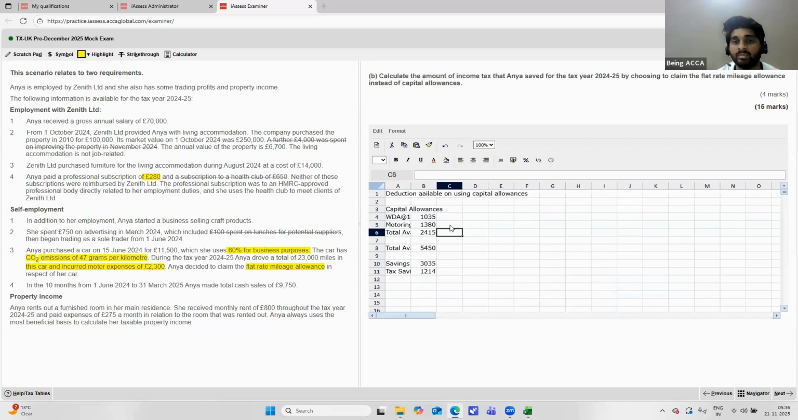For calculating this part of it, you will be getting 2 marks. This will be 0.5. This will be giving you 0.5 again, giving you a total of 3 marks, and the final tax savings will be giving you a total of 1 mark. And with that, you will be getting total 4 marks by just presenting it in this manner. All right, with this, we have come to an end of this question, guys.